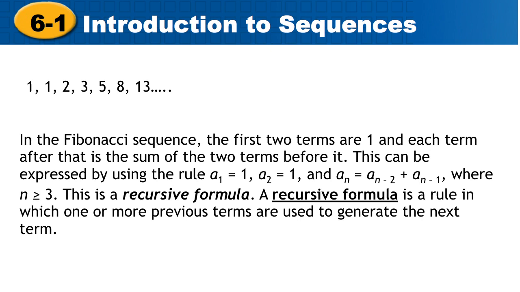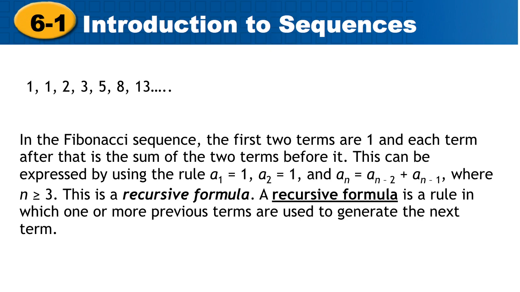Here, for example, in the Fibonacci sequence, the first term is 1, so the first term is expressed by using the subscript, a sub 1. So a sub 1 is 1, the second term is also 1, a sub 2, and the nth term can be defined as a sub n minus 2 plus a sub n minus 1, which means the term is equal to the sum of the two previous terms. So this is called a recursive formula.